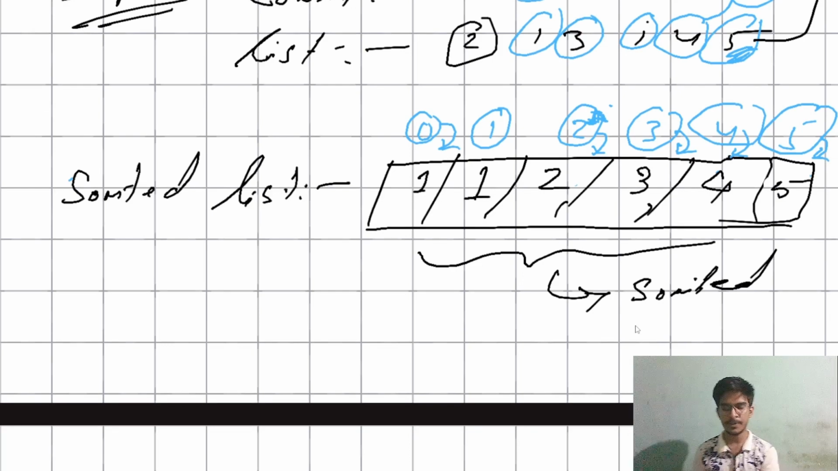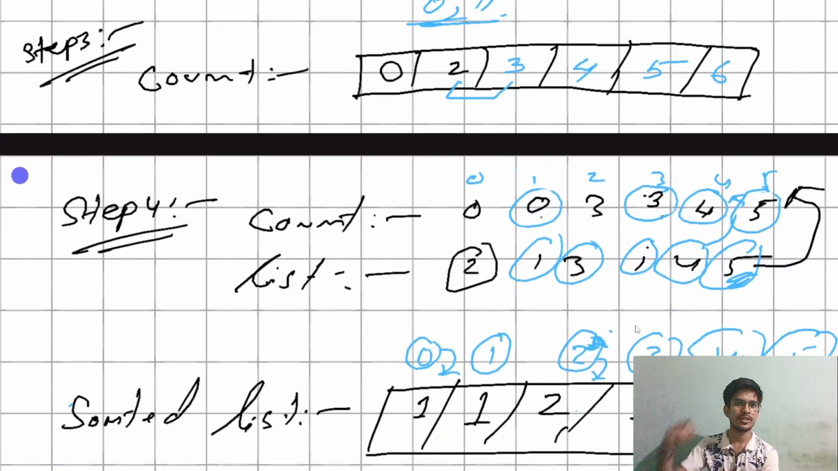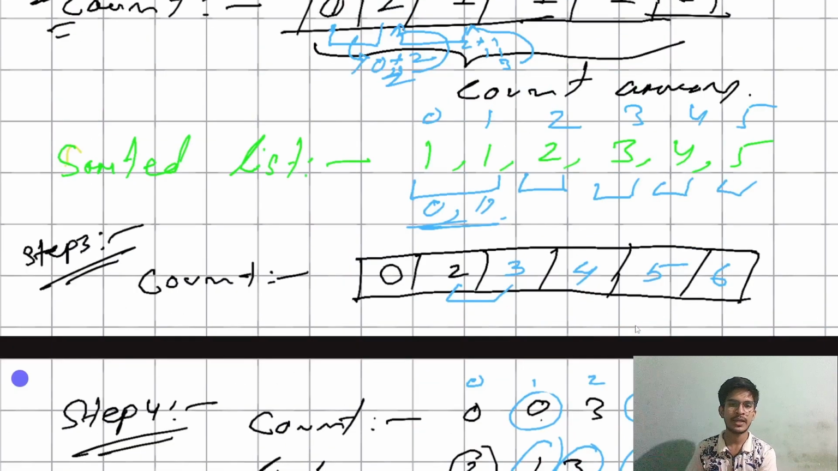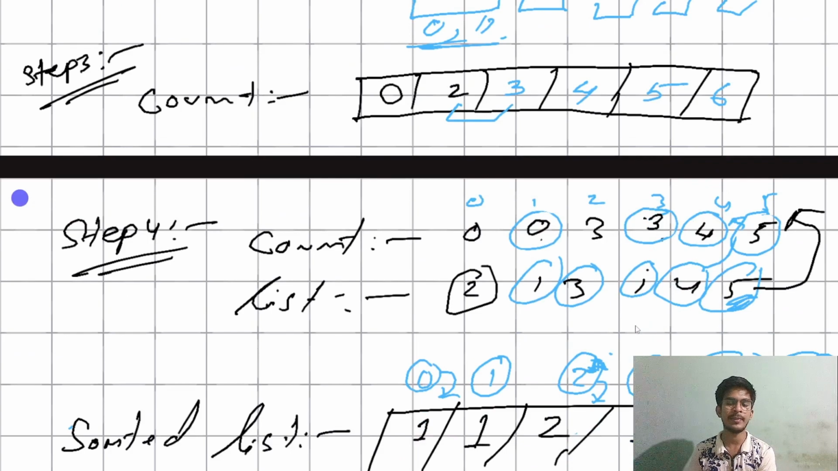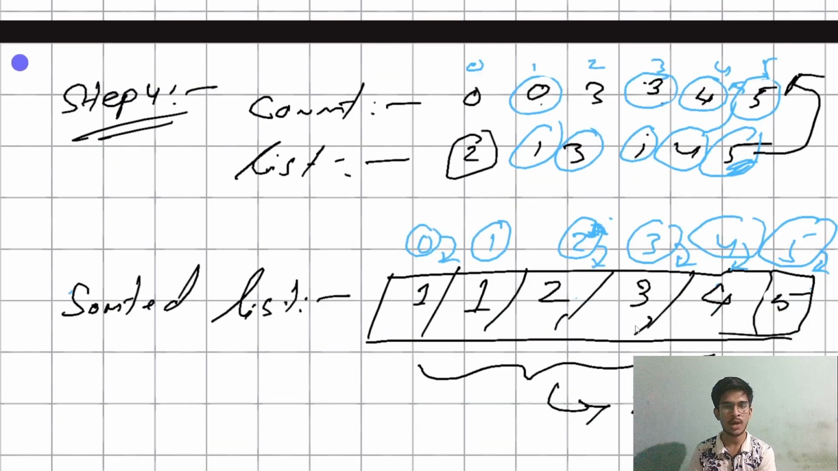Of course, it is a little bit lengthy. First of all, we have to make a count array. We have to initialize it with 0, and then we have to increment it depending on how many elements we have, and then from the count array we have to generate the sorted list in another array. So of course it will take some auxiliary space. It can't be constant, but its time complexity is really good.